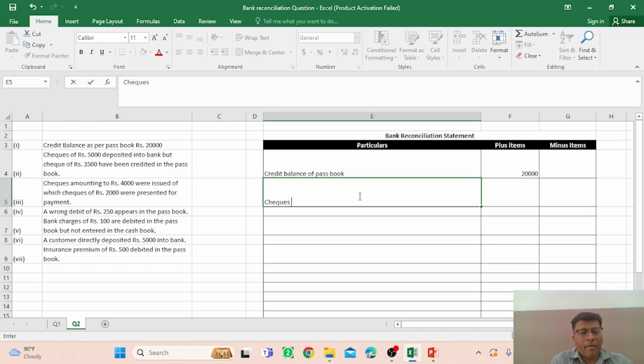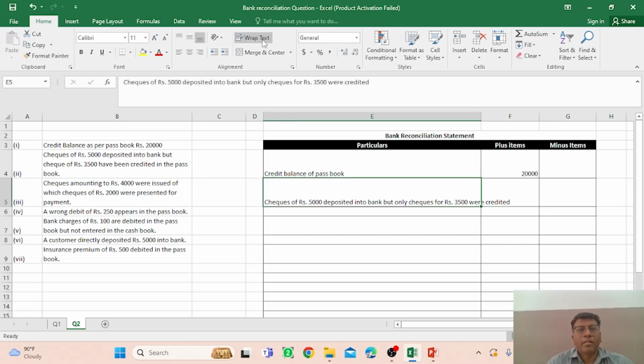that check of rupees 5,000 deposited into bank, but only checks for rupees 3,500 were credited, right? So this is the particular transaction.